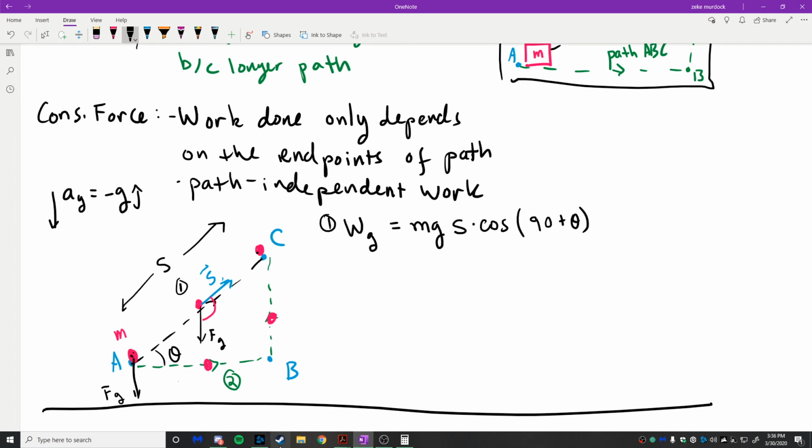Does that look right to you guys? You take the force, you multiply by the displacement, and then you multiply by the cosine of the angle between the two of them, which in this case should be 90 plus theta. Everyone okay with that?